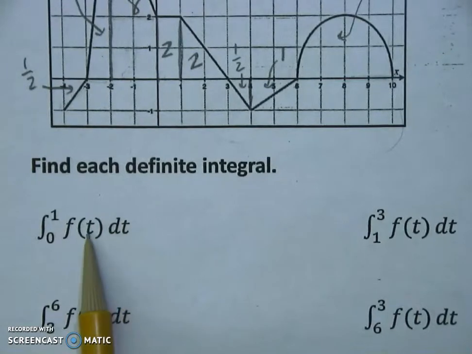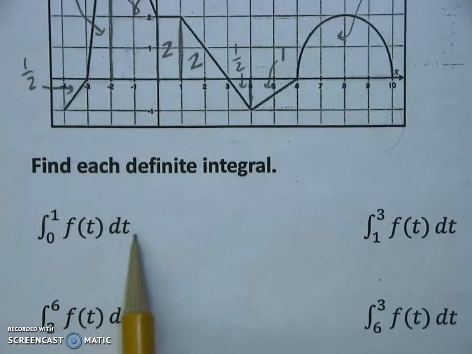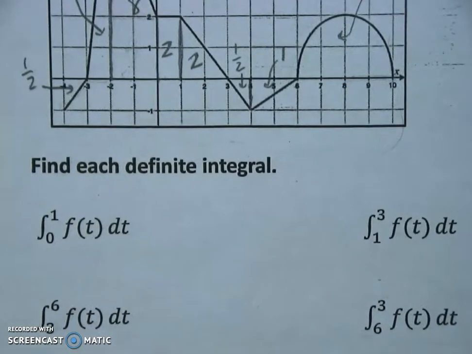I want you to understand, for reasons that I'll tell you more about next week, that it's okay that I chose t instead of x. It doesn't change anything about how you calculate this area. We call that a dummy variable. You would calculate this the same way if I wrote f of x dx, or f of u du, or f of a dA. It calculates the same way.